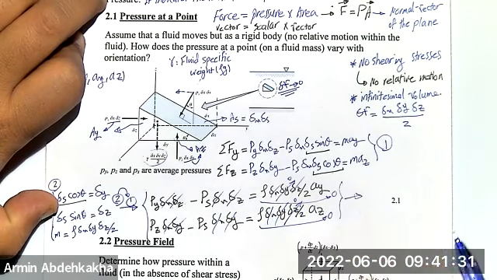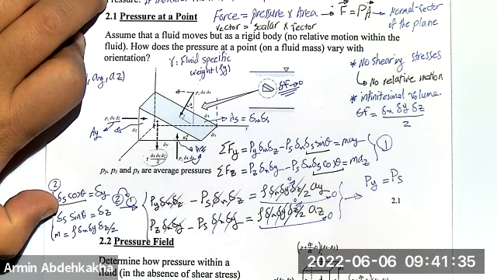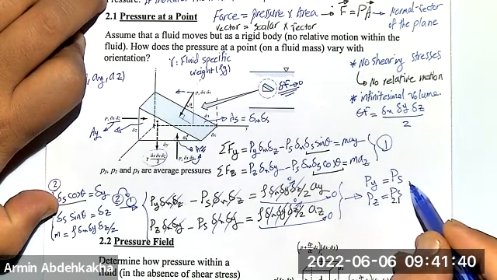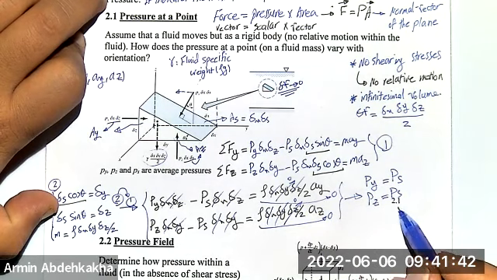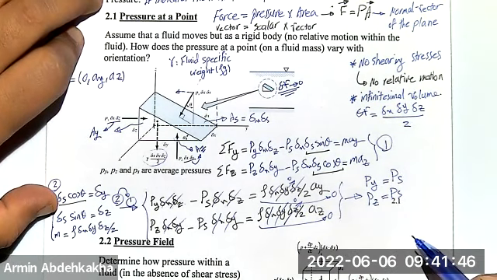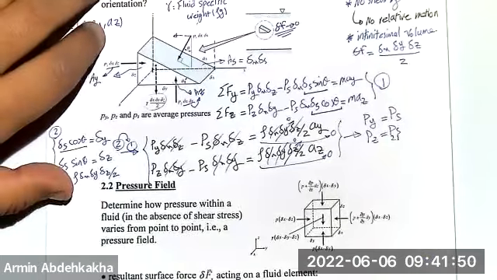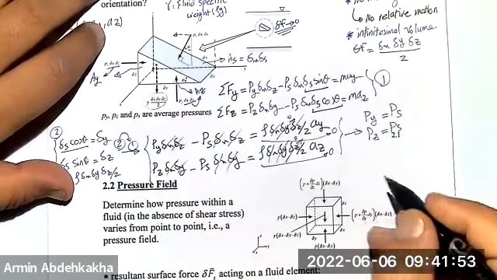What's the result? Py is equal to Ps, Pz is equal to Ps, right? Py, Pz, and Ps are equal. Interesting. That's Pascal's law. We'll write it here.